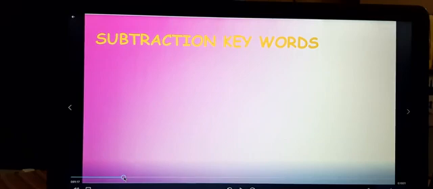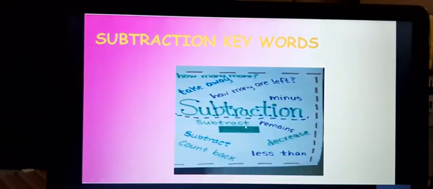As we have seen the steps in addition, in the same way there are keywords and steps for the subtraction method. We will also see those steps and methods here. In addition, altogether you collect things in one group. But in subtraction, the keywords are taking away, how many more left, minus, subtraction, subtract, remains, decreases, less than, or count back.